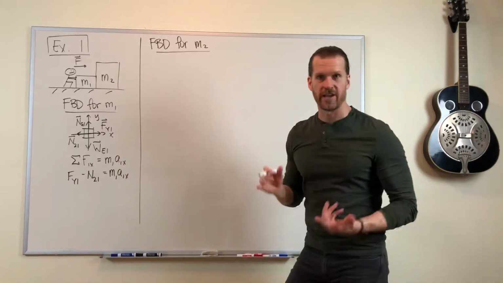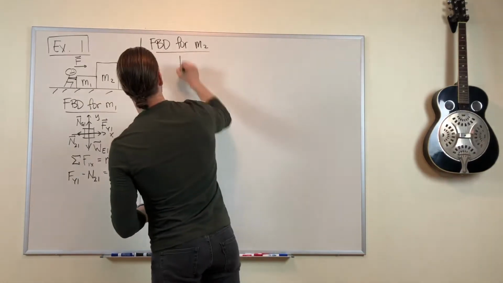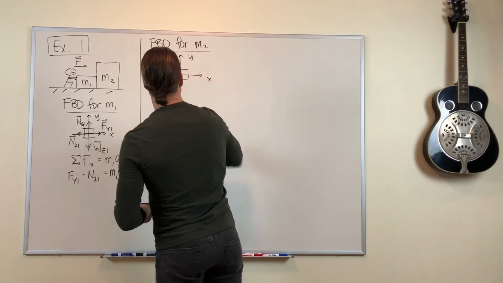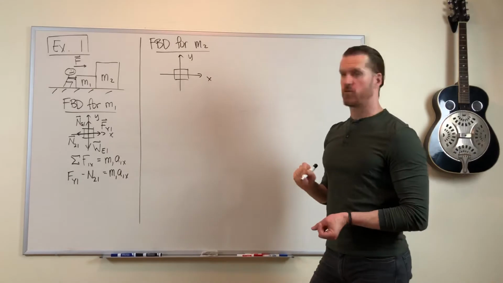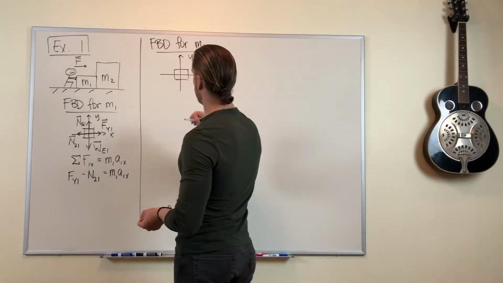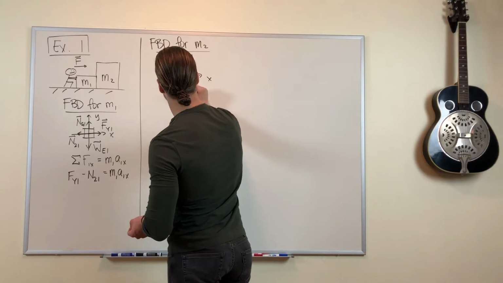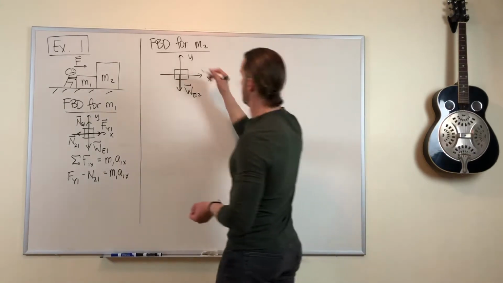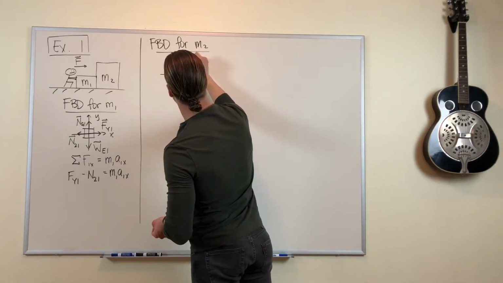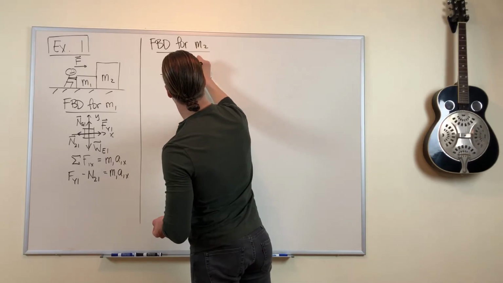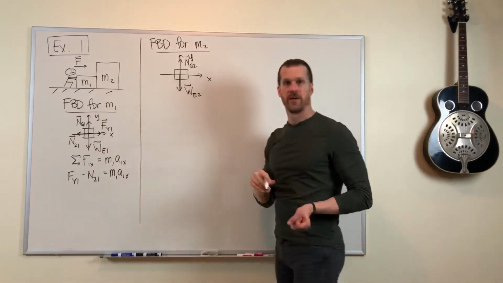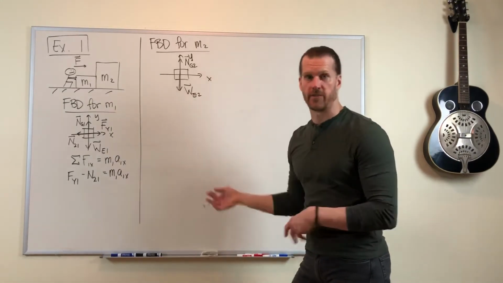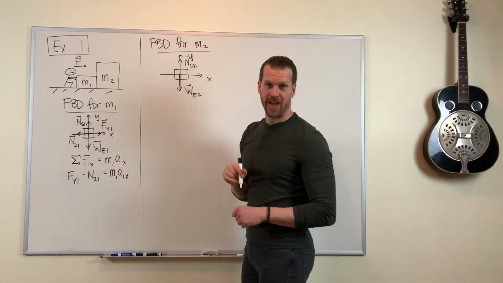For mass 2, we'll use our standard horizontal, vertical coordinate system. Place mass 2 at the center of that coordinate system. Mass 2 is experiencing gravity. There's the gravity force of the Earth pulling down on mass 2. It's experiencing a normal force from the ground. So there's normal force, the ground on mass 2. Again, that y direction is not very interesting because there's no friction in this problem. It's not accelerating in y. The x direction is where the action is.